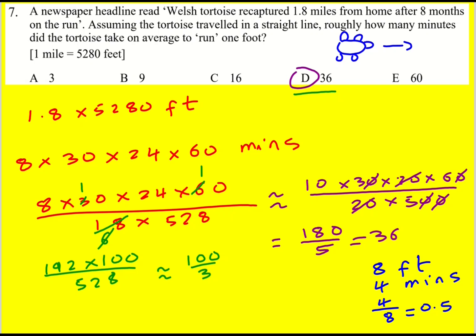I guess we can see that we've rounded the 24 down. We've rounded the 8 up. We've rounded the 18 up and the 528 down, and it's kind of balanced it out, although that is a little bit lucky at the end of the day. But look, it's just another approach. As long as you're in the right ballpark, that's the main thing in this question.